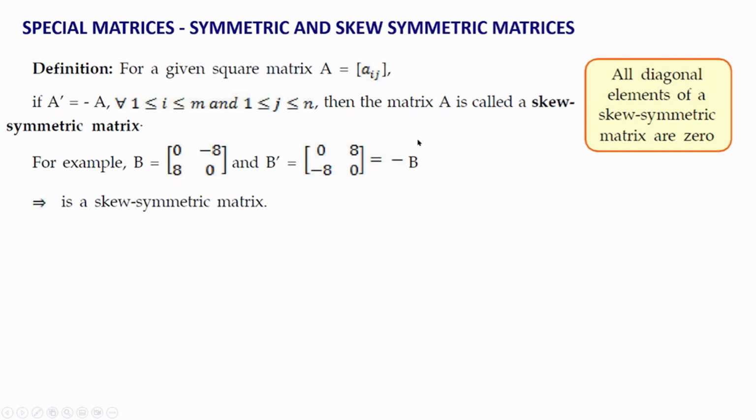And next we have a skew symmetric matrix. For a given matrix A equal to Aij, if A transpose equals negative A for all i varying from 1 to m and j varying from 1 to n, then A is called a skew symmetric matrix. One property of a skew symmetric matrix is that all the diagonal elements are 0. Say for example, if we consider this matrix B, 0, minus 8, 8, 0, then the transpose of this matrix is the negative of matrix B. So B transpose will be 0, 8, minus 8, 0, which is minus B. So we call B a skew symmetric matrix.